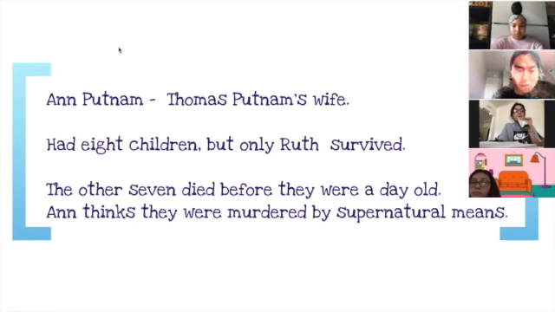Okay, so Anne Putnam is the wife of Thomas Putnam. She had 8 kids, 1 survived. That's a key thing because that leads her motivation. She wants to get revenge on people. The other 7 died before they were a day old. She wants to use supernatural causes.